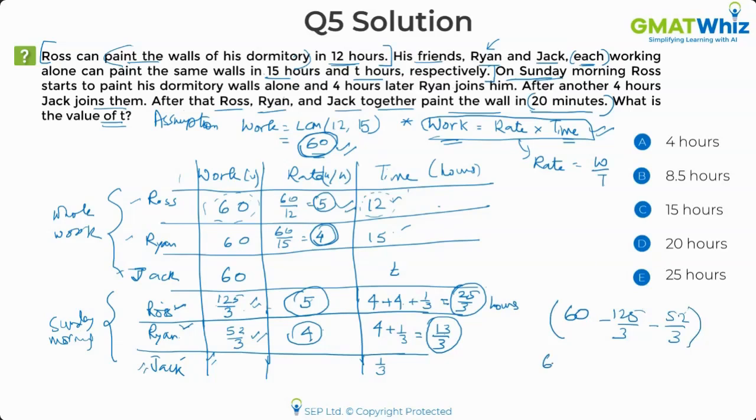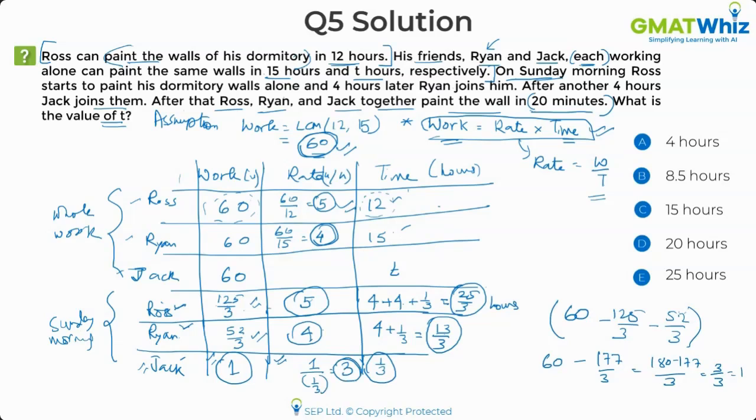Now, if you add these two, you'll get 177 by 3. So 180 minus 177 by 3, which is 3 by 3, which is 1. So Jack did just 1 unit. Jack did 1 unit in 1 by 3 hour. So I can find out the rate of Jack. Rate of Jack is what? Work upon time. Work is 1 unit, time is 1/3. So this would give you 3 units per hour.